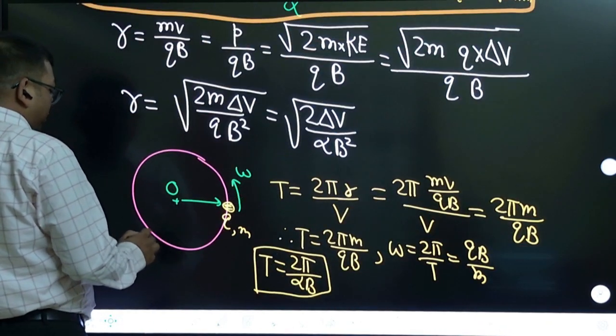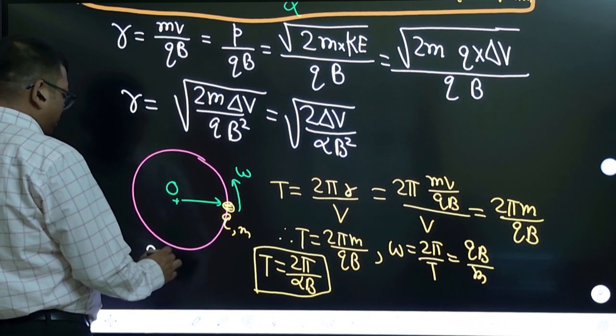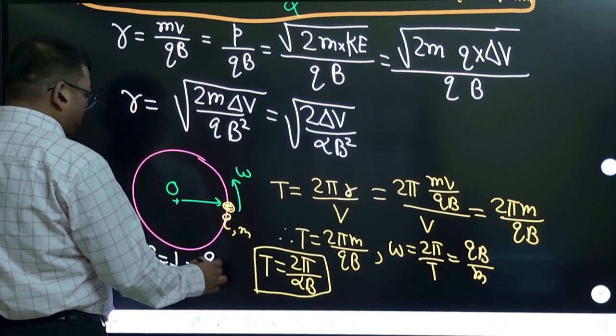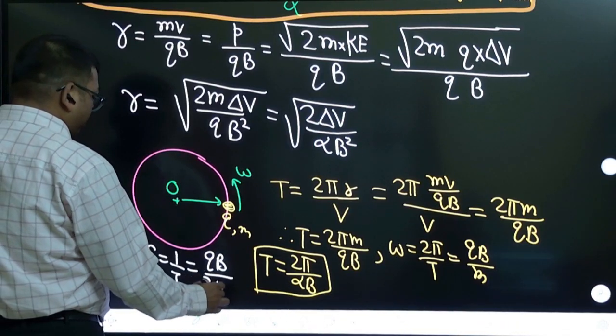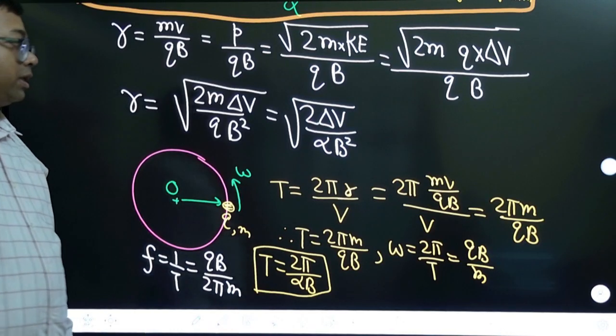Frequency is 1 by T, so you can also calculate frequency if you want. Frequency is 1 by T, so that will become qB by 2 pi m, right? So like that we can calculate. So that's all for this case.